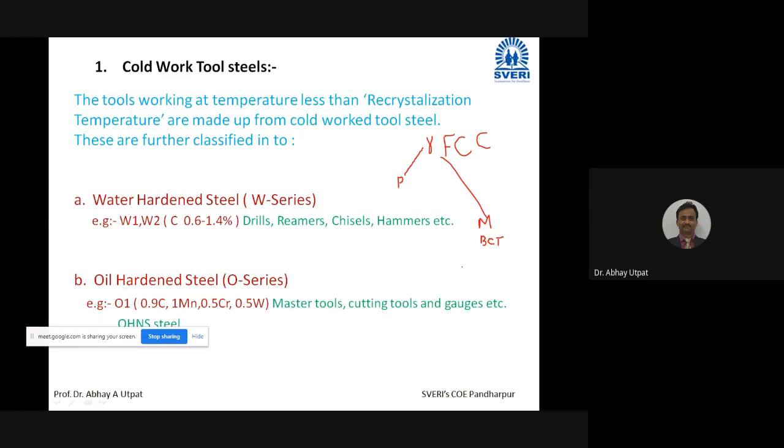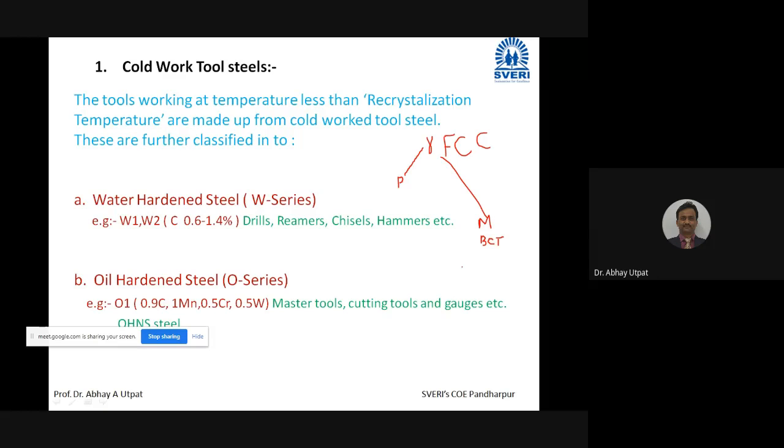So if you are doing this hardening process by cooling in water, such steels are called water hardened steels. I repeat once again, if you follow this heating, soaking and fast cooling process in water, then such steels are called water hardened steel.